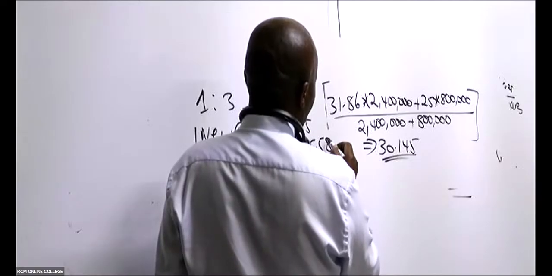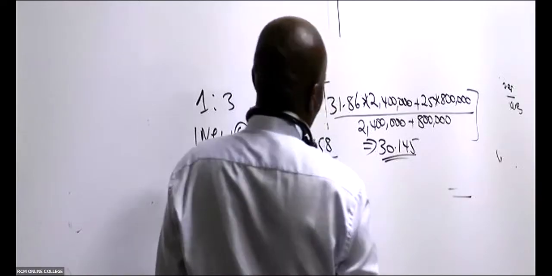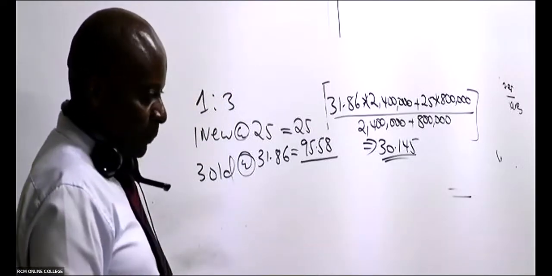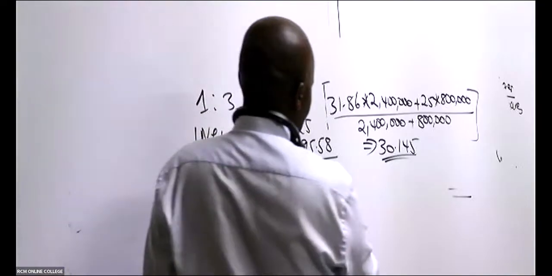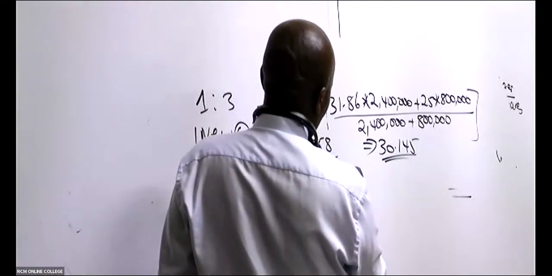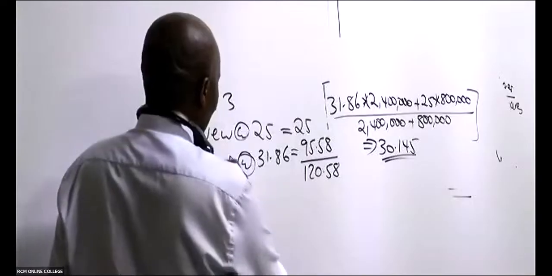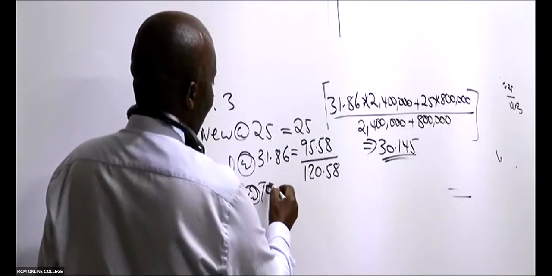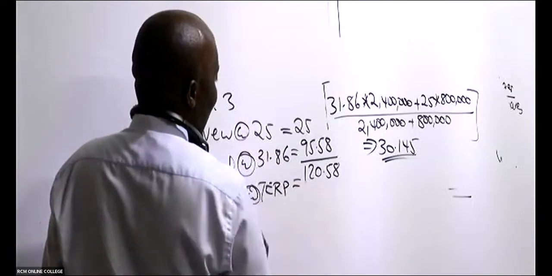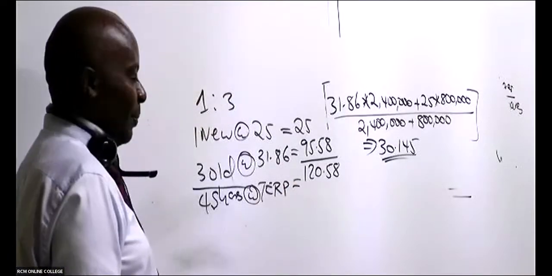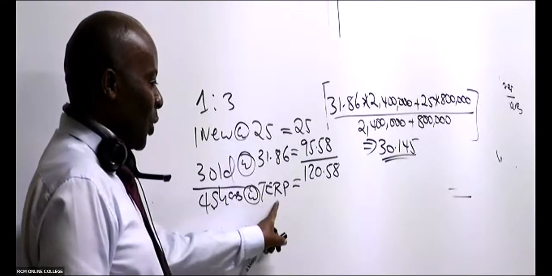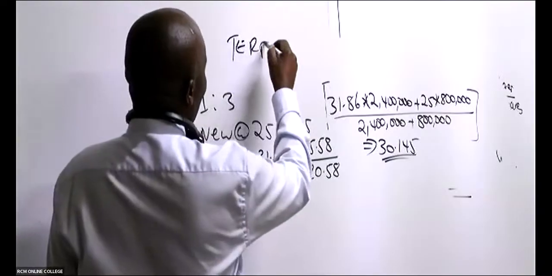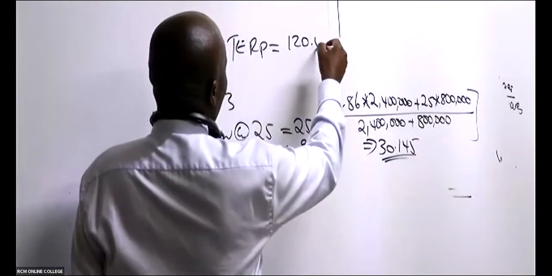95.58. Thank you. So total 25 plus that 95.58, 120.58. For how many shares? These are 4 shares. 4 shares at TERP. The price we'll get is what we call the theoretical ex-rights price. So meaning that the TERP, if you make it the subject of the formula, it will be 120.58.